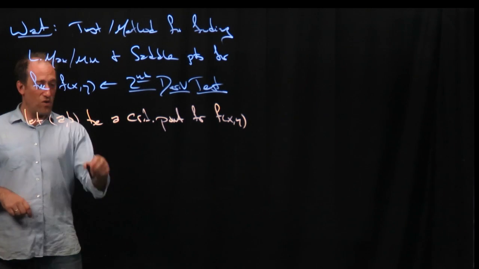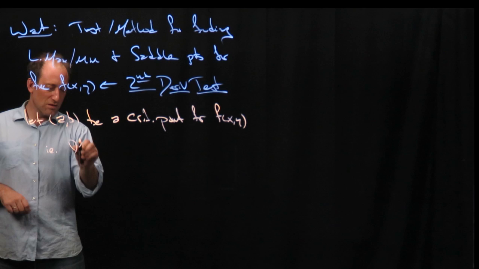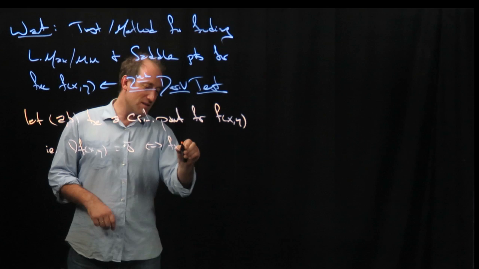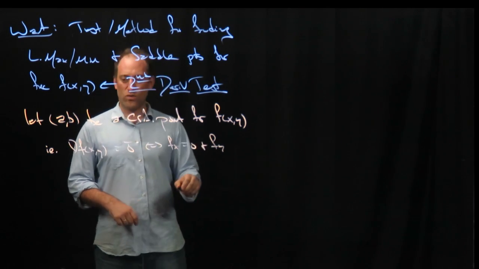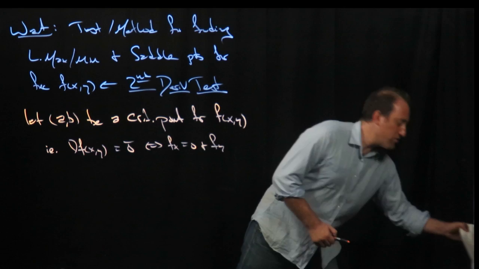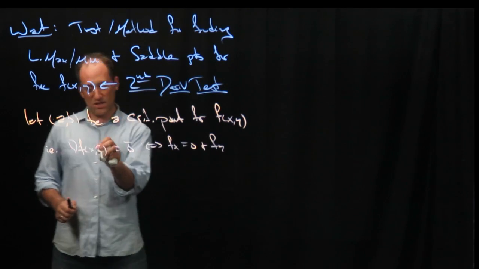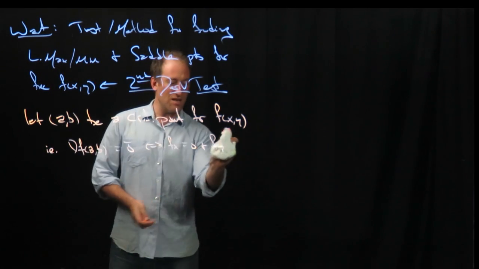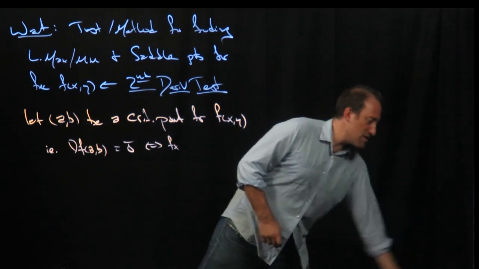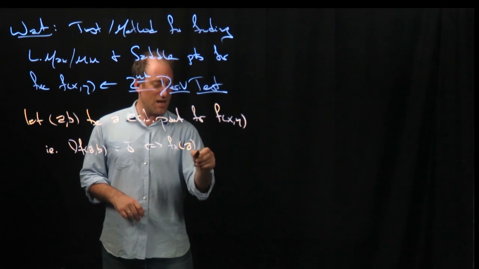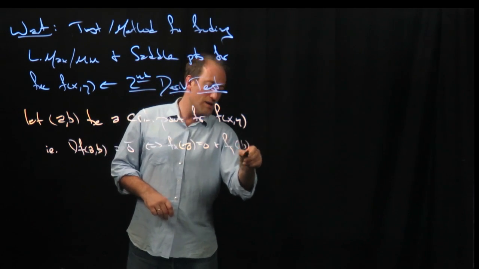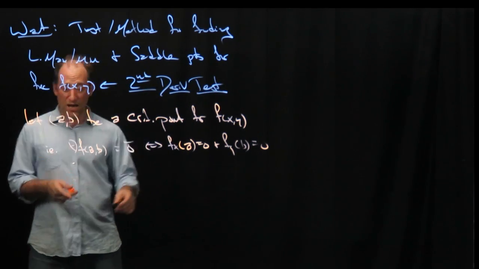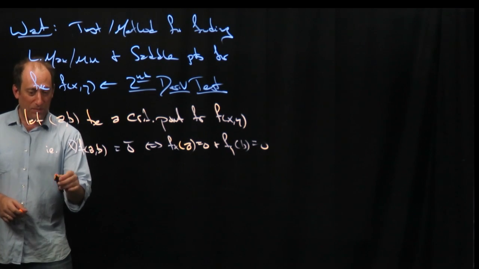f of x, y. So, i.e., the gradient of f of x, y is the 0 vector, which is the same thing as fx at a is 0, and fy at b is 0. So this really should be the gradient of f evaluated at AB, and likewise, fx at a is 0, and fy at b is 0. All right, now introduce a new function called the D function, capital D.